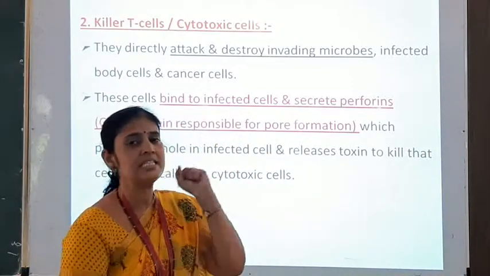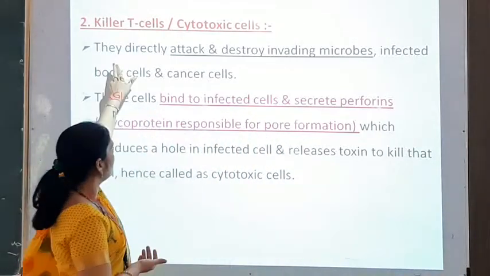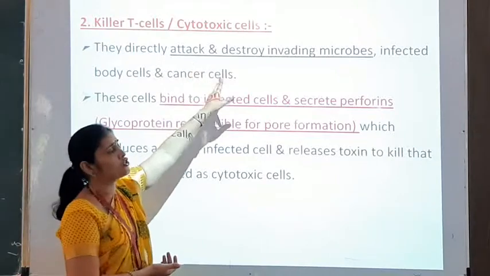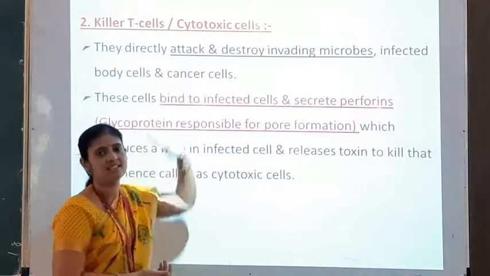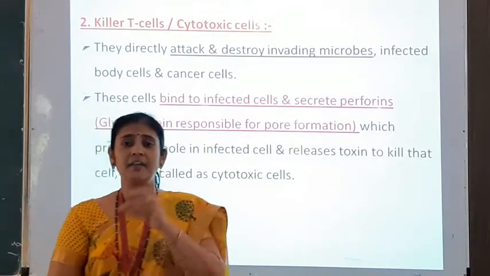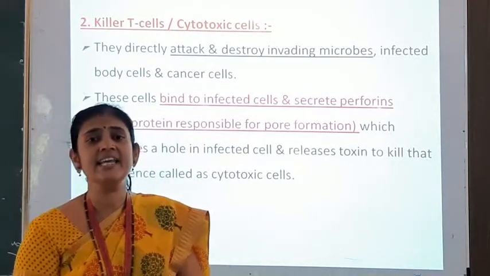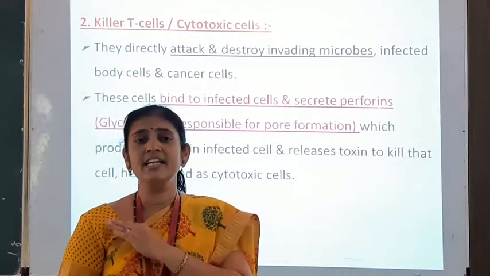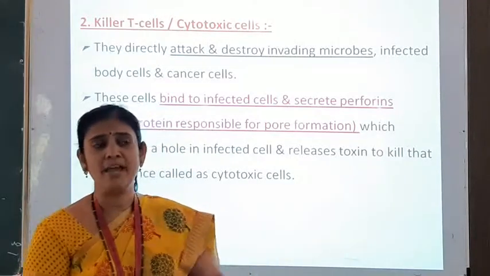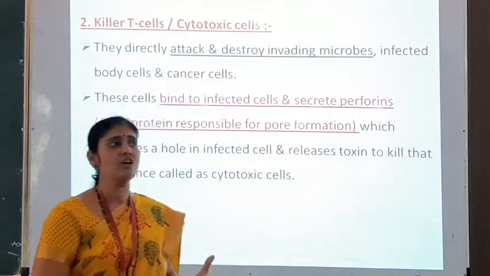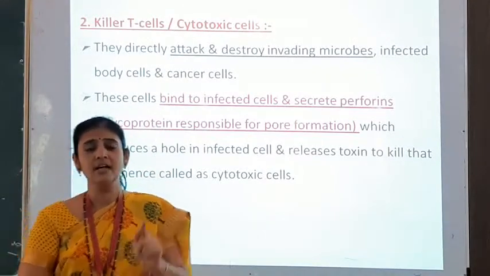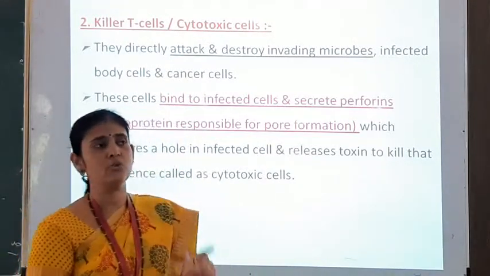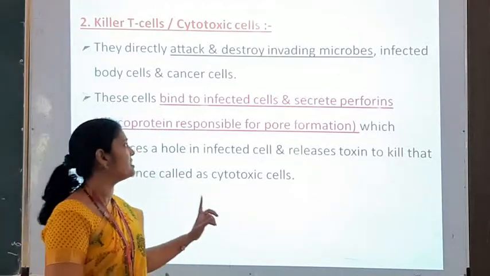What does this T cell do? Here they directly attack and destroy invading microbes, infected body cells and cancer cells. Means here these cells are directly killing, directly destroying the invading microbes, the infected cells or the cancer cells, and therefore these cells are called killer T cells or cytotoxic T cells.